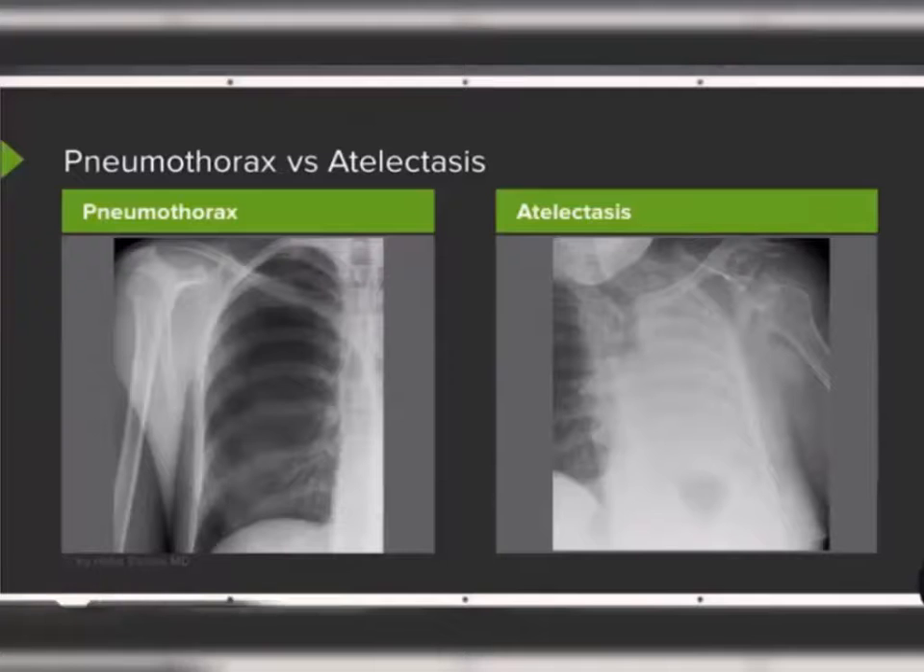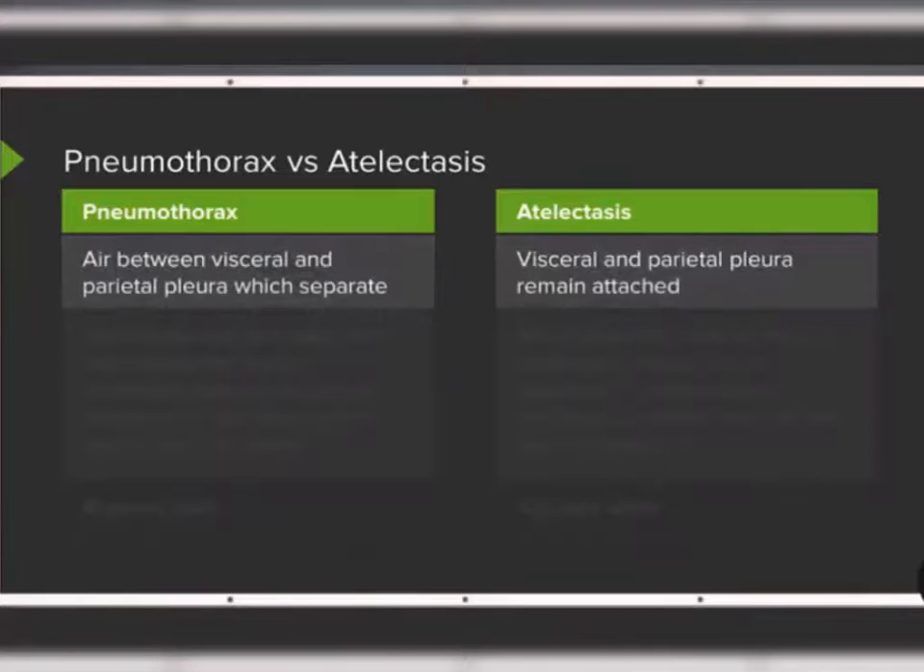So two of the things that are very commonly confused are pneumothorax versus atelectasis. Both are a collapse of the lung, and that makes it a little bit confusing when people are learning the differences between the two. So a pneumothorax actually results in air between the visceral and the parietal pleura, which then separate. Atelectasis is collapse of the lung, but the visceral and the parietal pleura remain attached. And so that's really the big difference between the two.